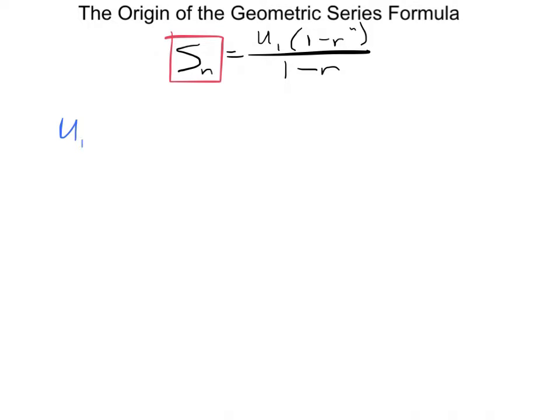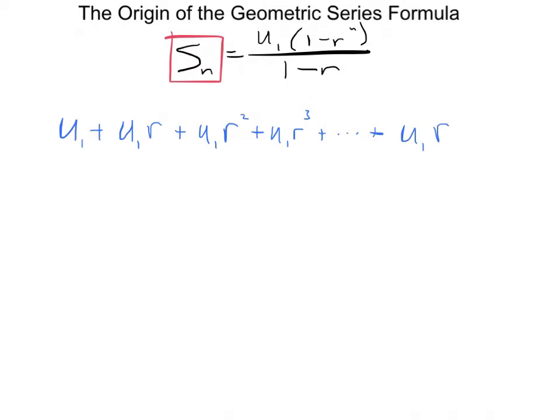It would be u1 for the first term. Then the next term would be u1 times r. The next would be u1 times r squared. The next would be u1 times r cubed, and so on. And what would the last term be? It would be u1 times r to some power.